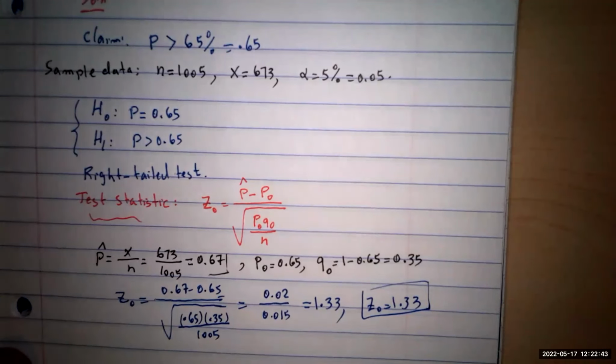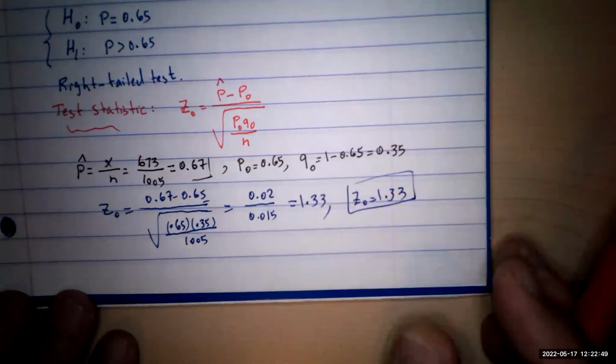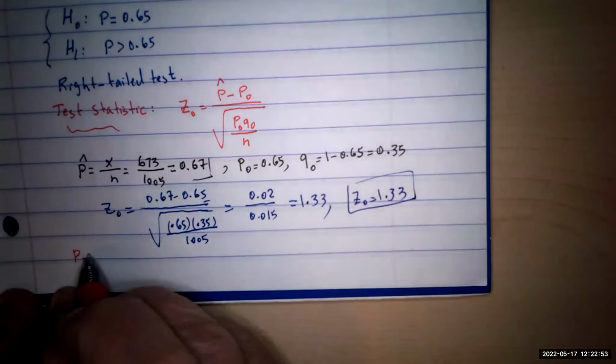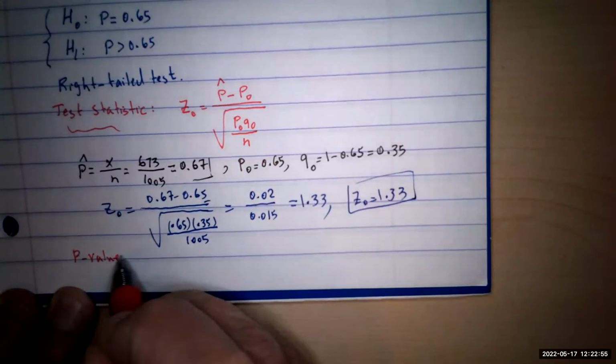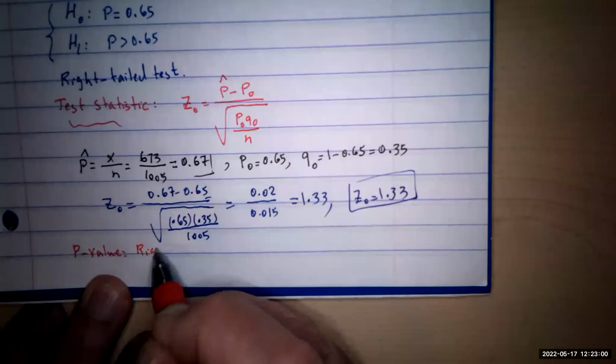Now you have to find the p-value. Remember, it's the right tail test. Okay, so this is how we're going to get the p-value. So what is going to be the p-value? You realize that it's a right tail test.